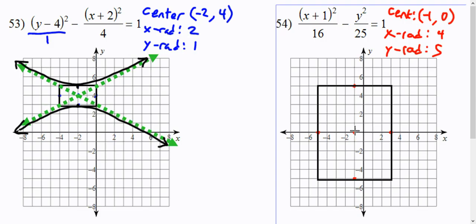So again, like I mentioned on the other problem, you can count out how much it goes up and over and continue that pattern. In this case, it goes up 5 over 4. And you can continue that. Or if you just have a nice ruler, you can mark it off. Just make sure that you touch both corners of the rectangle.